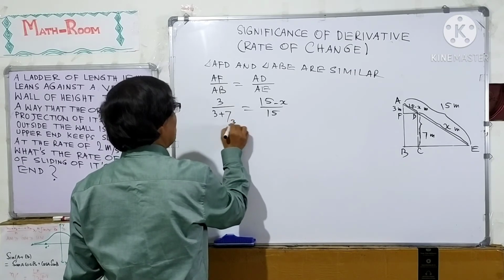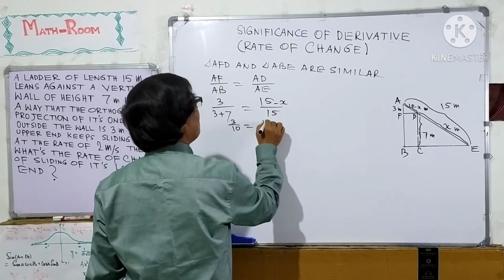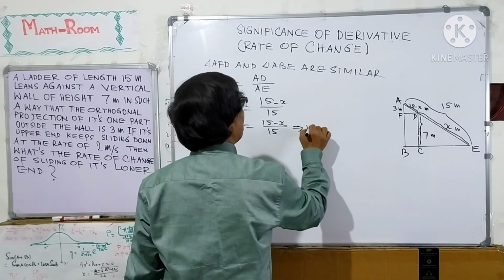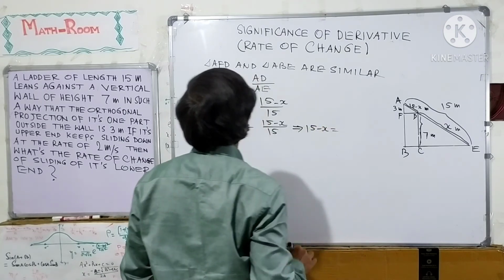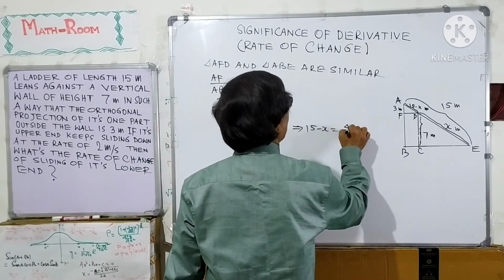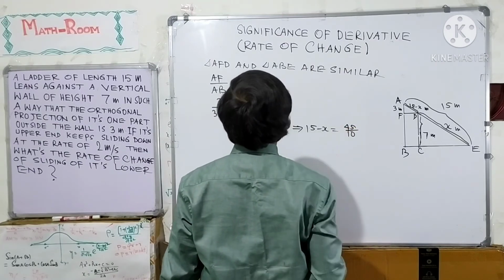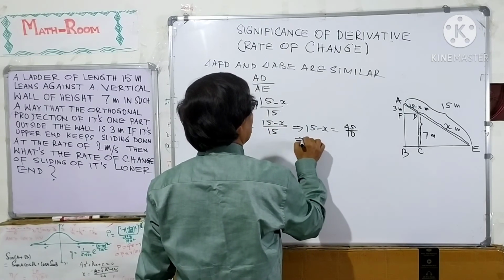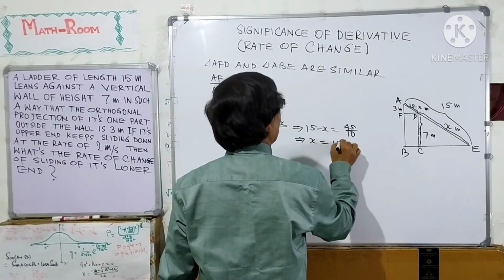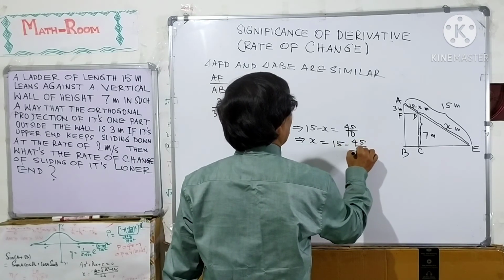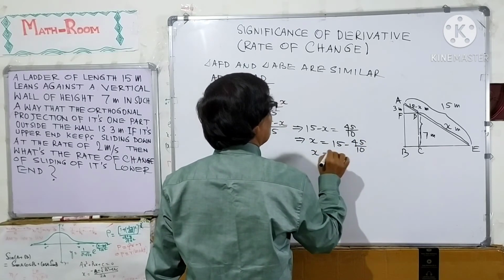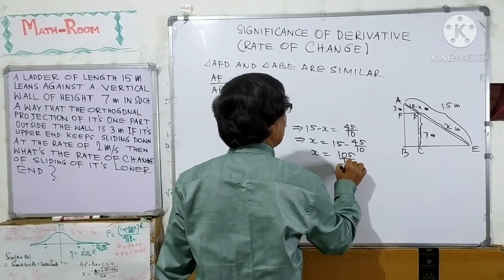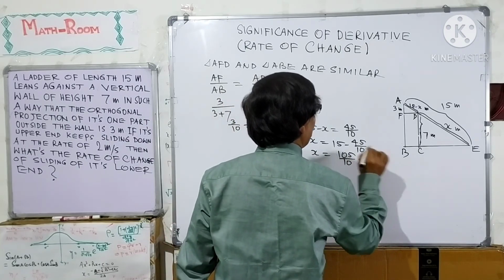So 3 over 10 equal to 15 minus x over 15. This gives 15 minus x equal to 45 over 10, that is x equal to 105 over 10, that is 10.5.